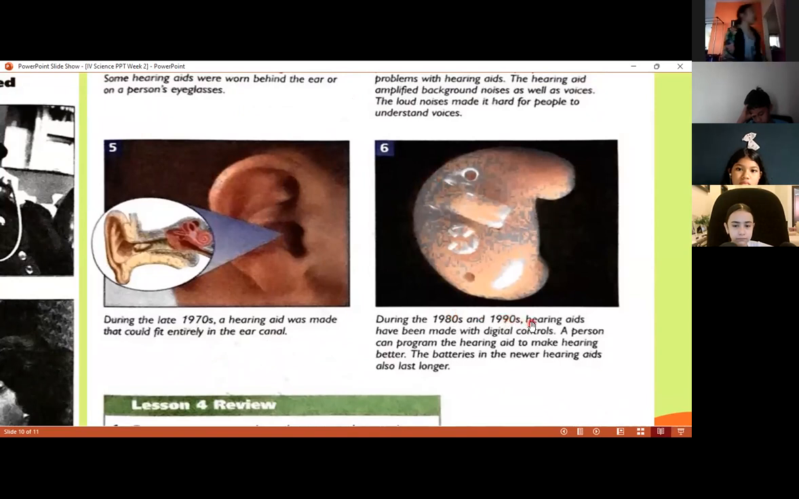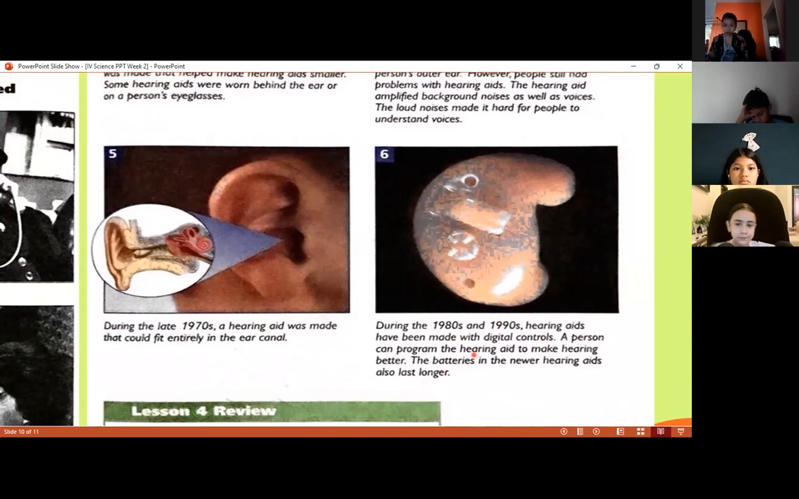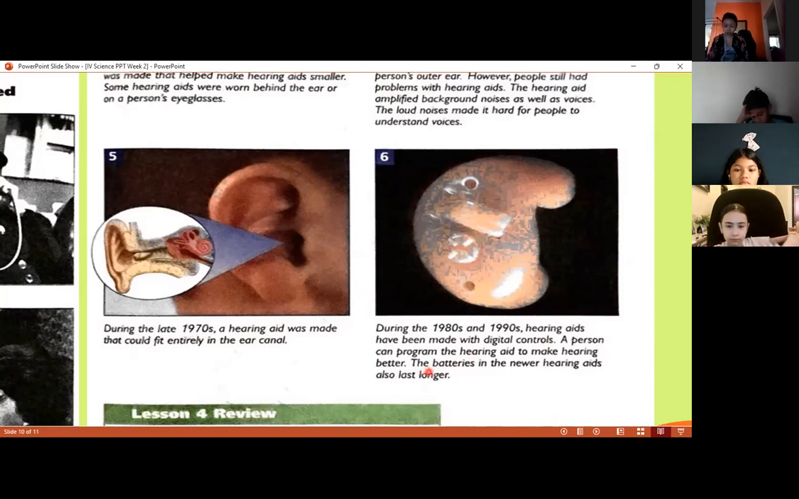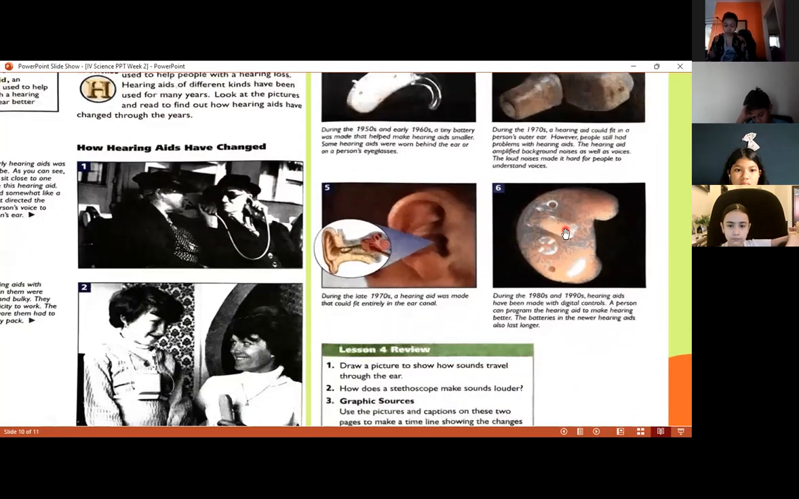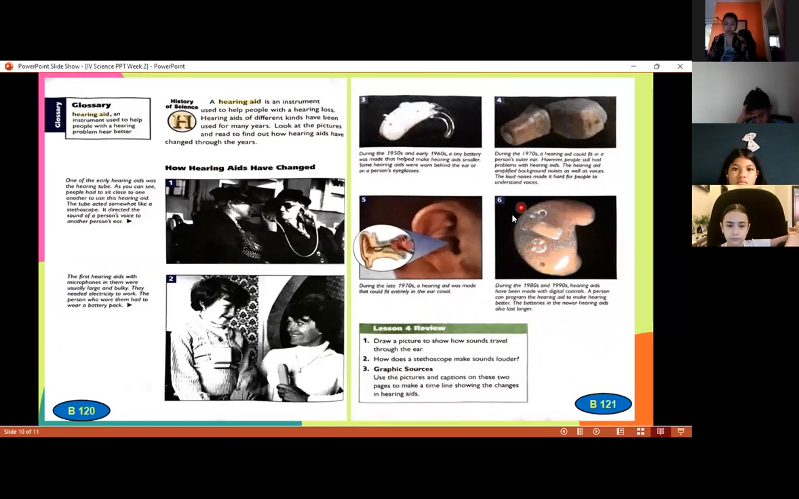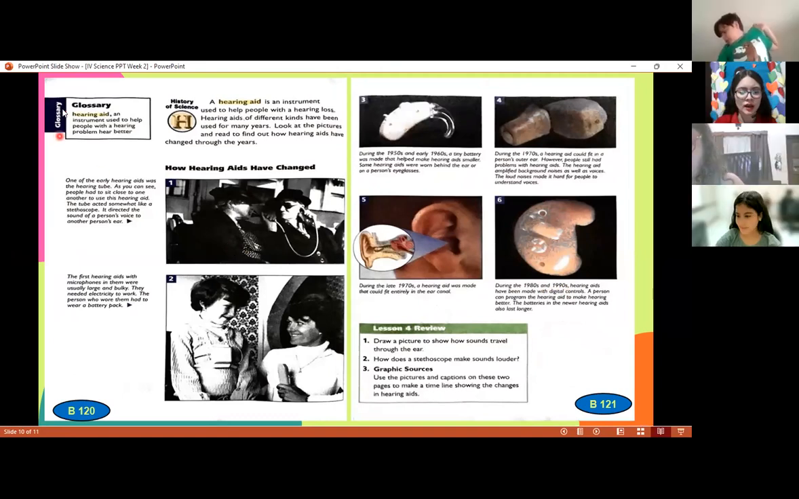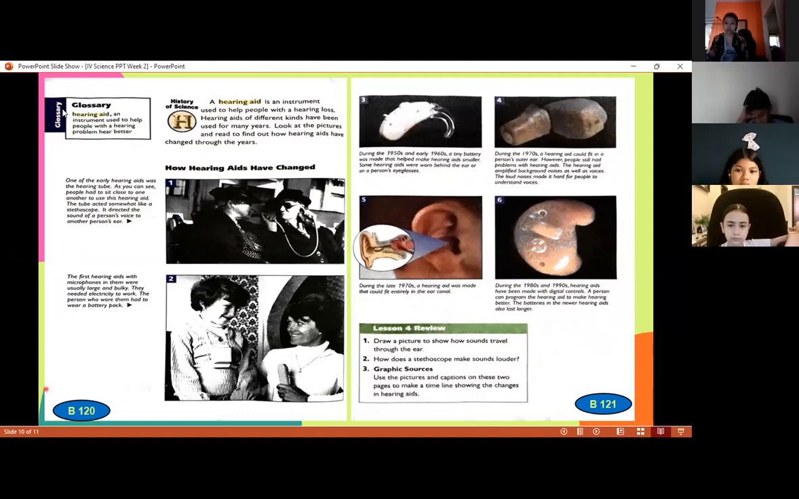In the 80s and the 90s, hearing aids were made with digital controls. With the advance of the technology, a person can program the hearing aid to make hearing better. The batteries in the newer hearing aids also last longer. So now they have a battery, yes, but it is not like in previous times. With the advance of technology, they can last longer than before. And this is an old picture even. We have until the 90s. Nowadays in 2022, there might exist new versions of these hearing aids, new instruments.